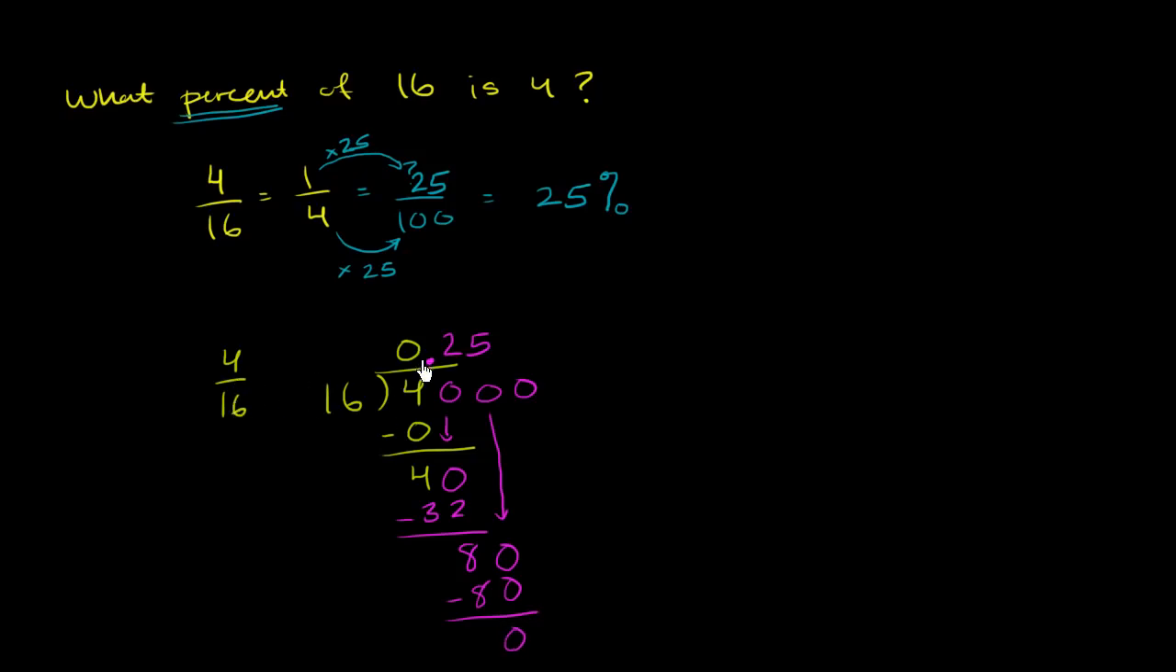4/16 is the same thing as 0.25. Now, 0.25 is the same thing as 25 hundredths, or 25 over 100, which is the same thing as 25%.